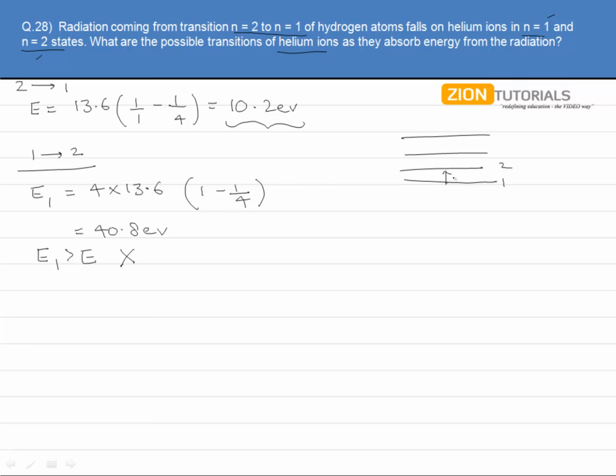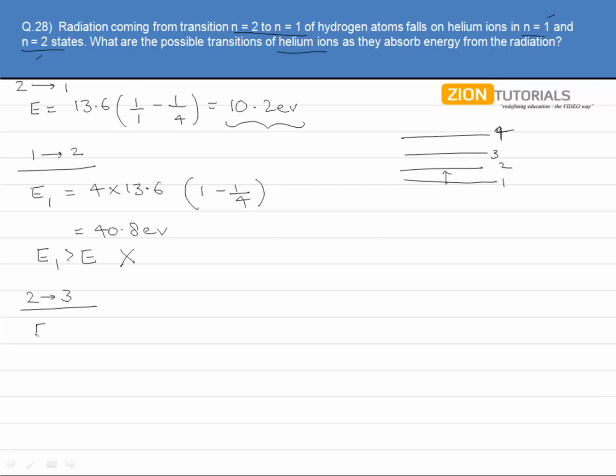And obviously you can see then, if the transition from 1 to 2 is giving the energy of 40.8, then obviously the other transitions including 1, that is 1 to 3 or 1 to 4, will have energy more than E1, that is more than E. So no transitions are possible for the state 1. Now let us look at the transitions from 2. We can have the minimum transition of 2 to 3.